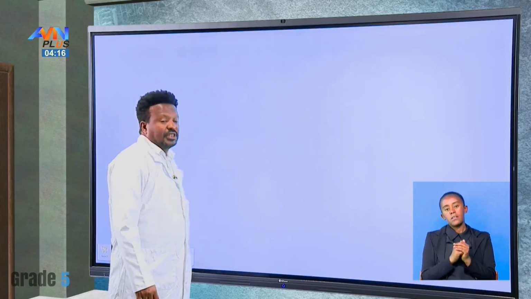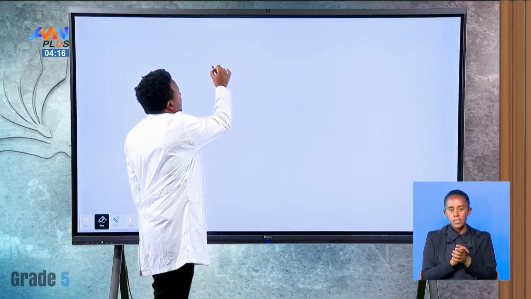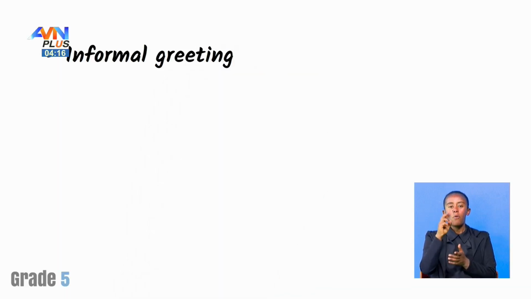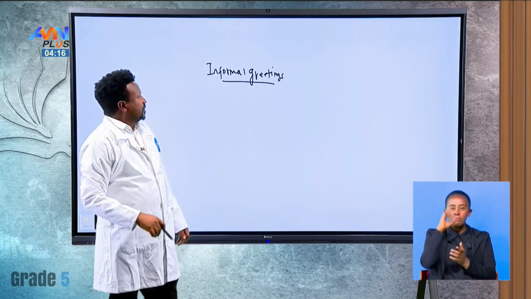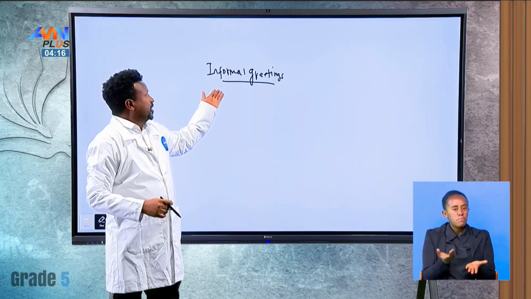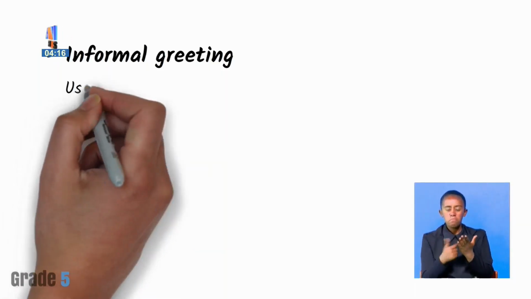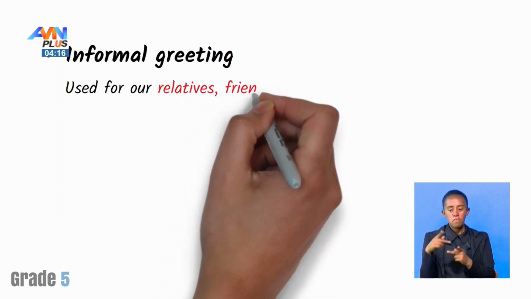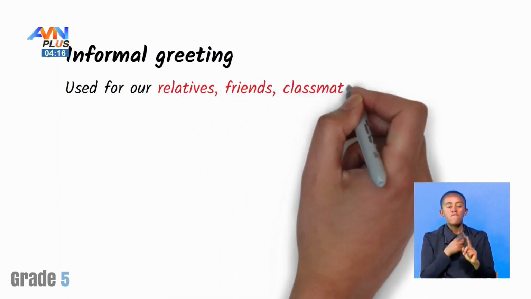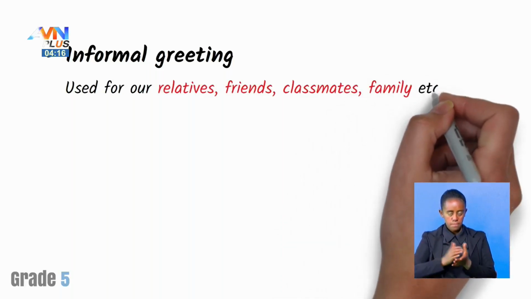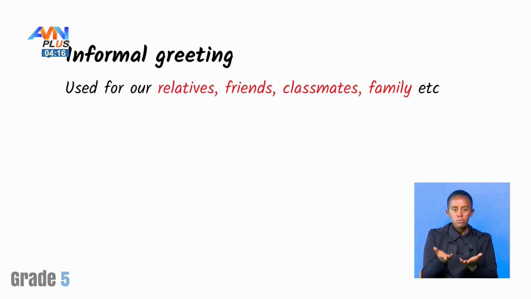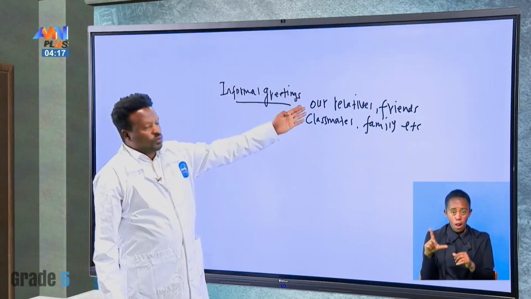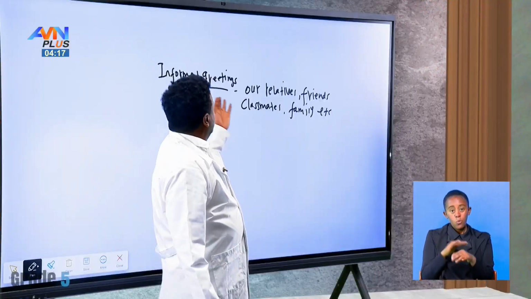Let's proceed to the second greeting. The second one is informal greeting. Can you guess what informal greeting means? As you understand from the word informal, we use informal greeting for our relatives, friends, our classmates, or our family, etc. We use this informal greeting for people who are very close to us, okay? That's what we call informal greeting.